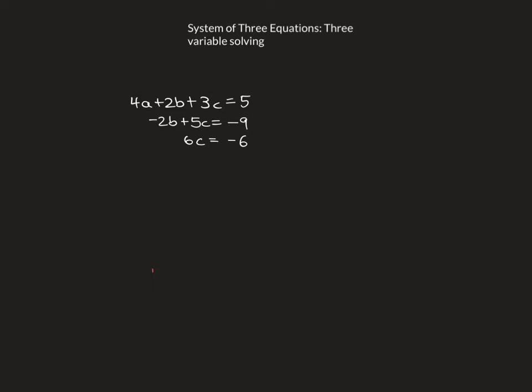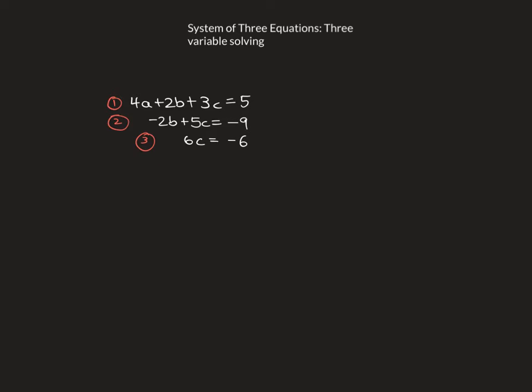So the first step you want to do is label your equations. So we'll just put this as equation 1, equation 2, and then equation 3. The difference between a normal system of equations and this type of problem is that this type of problem has three equations instead of two, so you have to solve for three total variables.